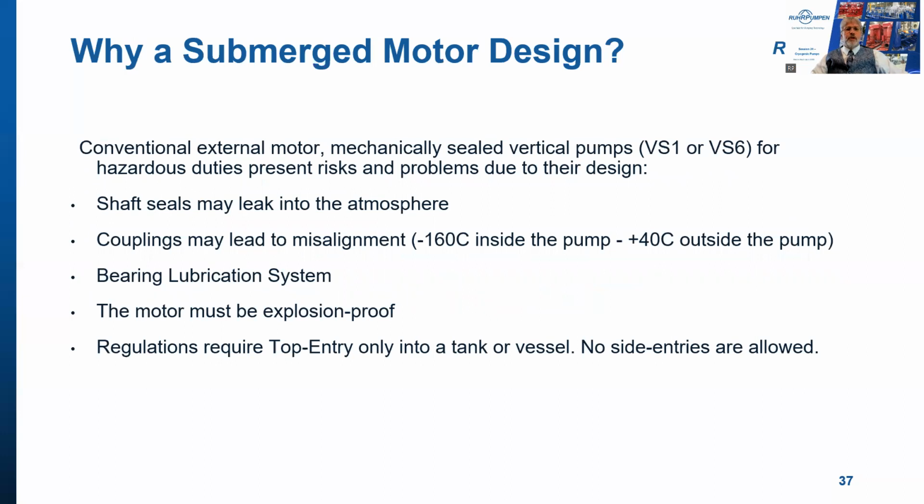So why do we use a submerged motor design? Well, a conventional external motor with mechanically sealed vertical pumps, type VS1 or VS6, presents risks and problems due to the design. The seals might leak into the atmosphere. The couplings may lead to misalignment. You've got minus 160 degrees centigrade inside the pump. You've got plus 40 degrees centigrade above the pump. You've got the potential for misalignment.